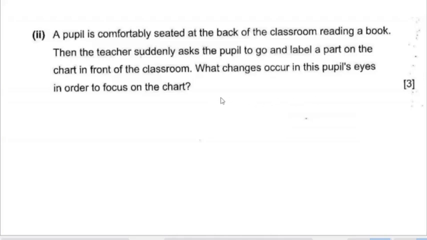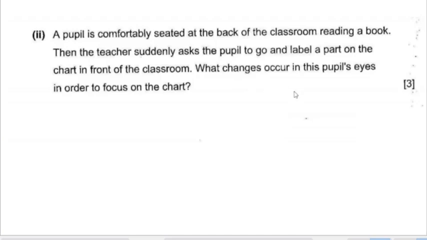So our question 2 is right here, and it reads, a pupil is comfortably seated at the back of the classroom reading a book. Then the teacher suddenly asks the pupil to go and label a part on the chart in front of the classroom. What changes occur in this pupil's eye in order to focus on the chart?